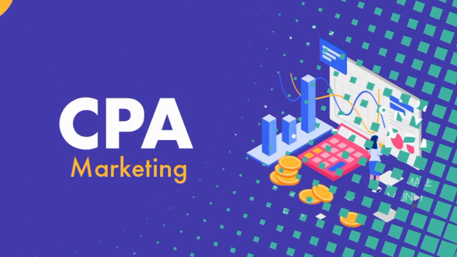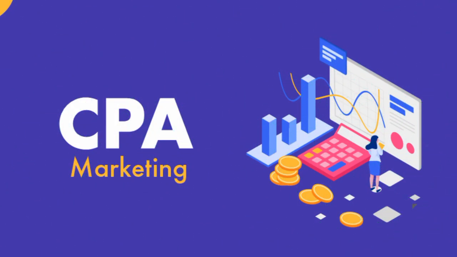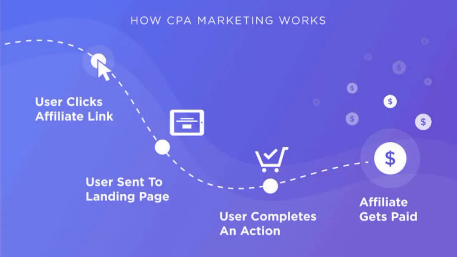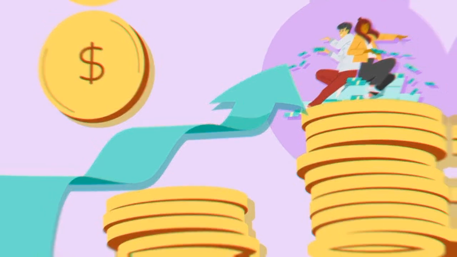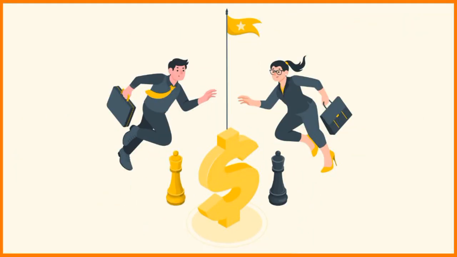With CPA, advertisers only pay when a specific action is completed, which means they can more accurately track the ROI of their advertising spend. There are several different types of CPA offers that advertisers can use. Pay per sale (PPS). The advertiser pays a commission to the publisher when a sale is made. Pay per lead (PPL). The advertiser pays a commission to the publisher when a lead is generated, such as a user filling out a form or providing contact information.